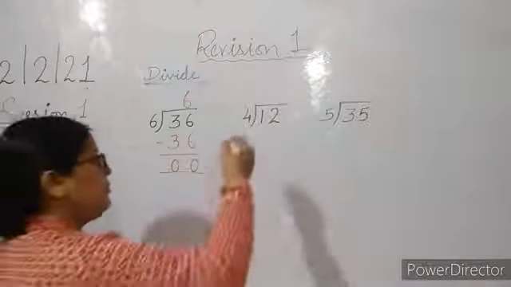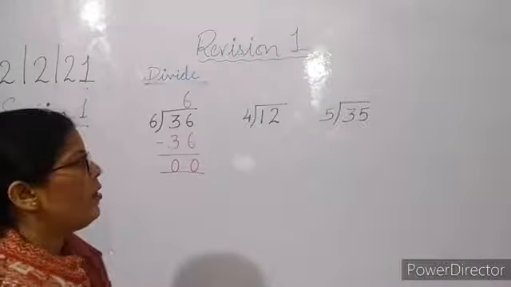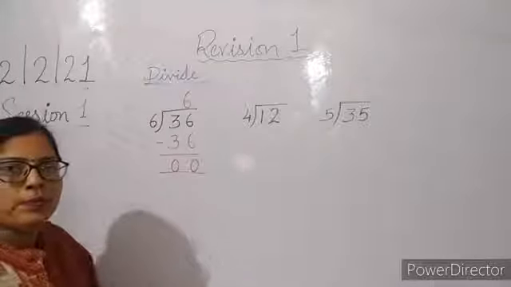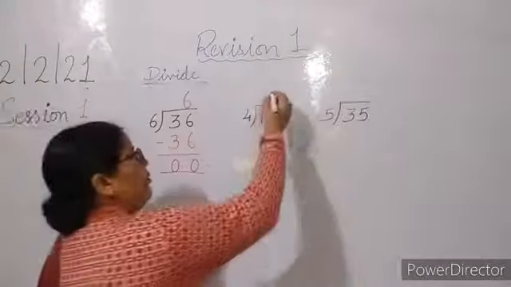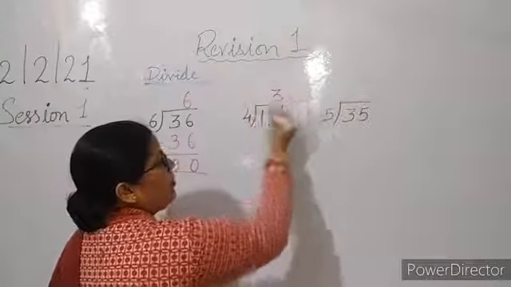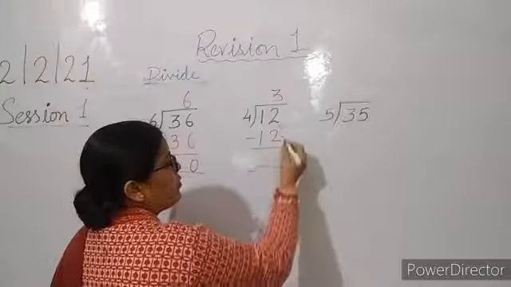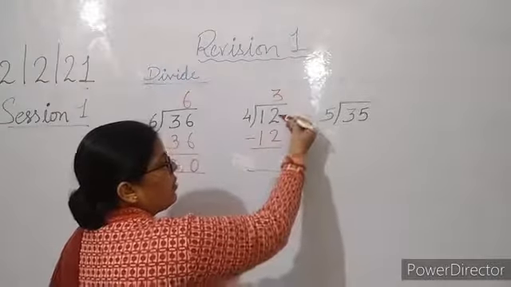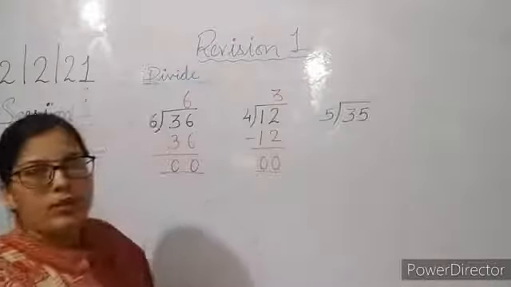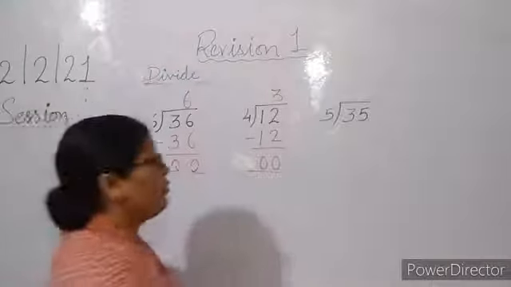Now 12 divided by 4. Again recall the table of 4 and find out by how many times you get 12 in the table of 4. So 4 threes are 12. We'll write 3 here at the top. So 4 threes are 12, we'll write 12 here. We'll subtract this 12 from the dividend. These are the same numbers, so when you subtract, you will get 0. So here also 12 is exactly divisible by 4.